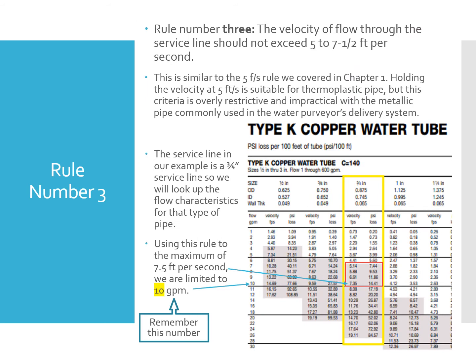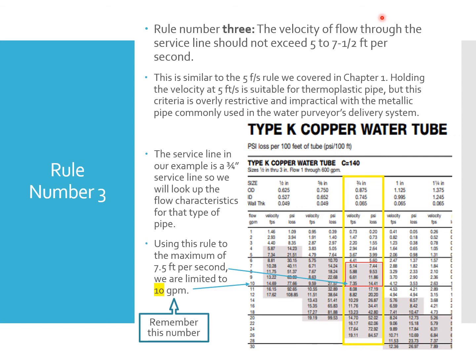Rule number 3, the velocity of flow through the service line should not exceed 5 to 7.5 feet per second. This is similar to the rule of 5 feet per second that we covered in Chapter 1. If you remember, we talked about the industry standard of 5 feet per second being the maximum flow through PVC pipe. And on this friction loss chart, you can see the gray area where it steps down is where 5 feet per second takes place. Staying out of that area is a good practice because it can help save the life of the components of your system and also help avoid water hammer.